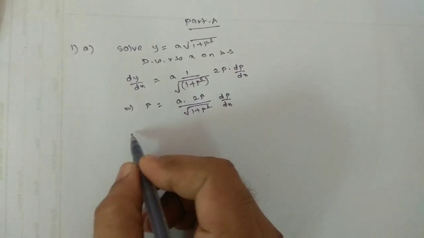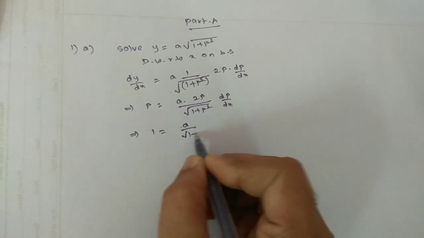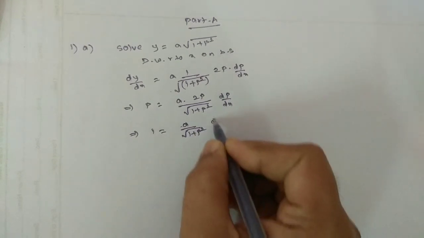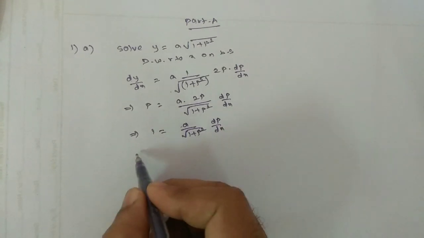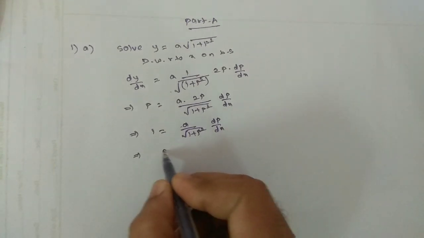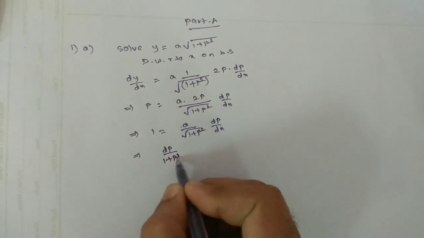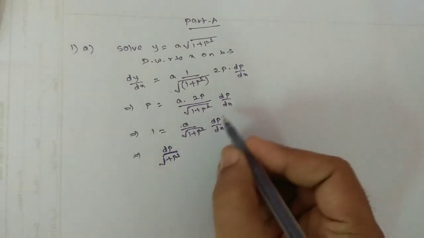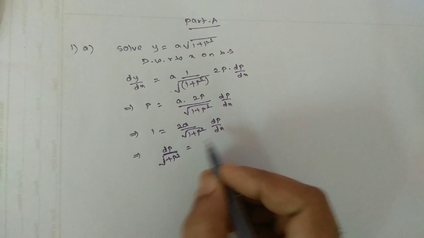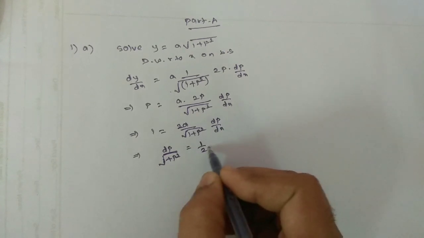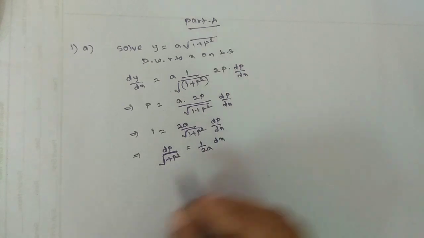On cancellation of p on both the sides, you will get 1 equal to a divided by under root of 1 plus p square, of dp by dx. Now I am separating the variables so that you will get dp divided by under root of 1 plus p square, equal to 1 divided by 2a, of dx. Okay, just separating.